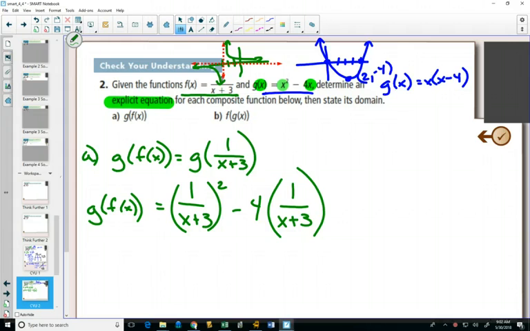What's its domain? What you have to do to figure out the domain is ask yourself, are there any non-permissible values? Did we have any non-permissible values anywhere from the start of our equation to the final explicit equation that we have? Yes. Our domain: x can't equal -3.